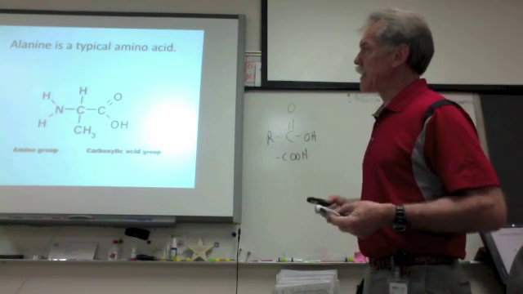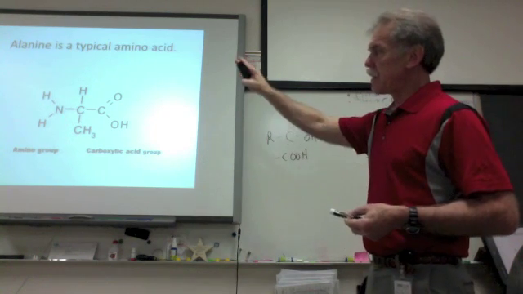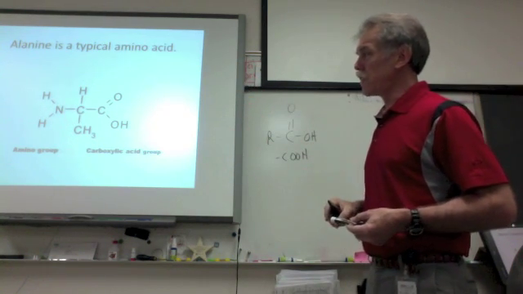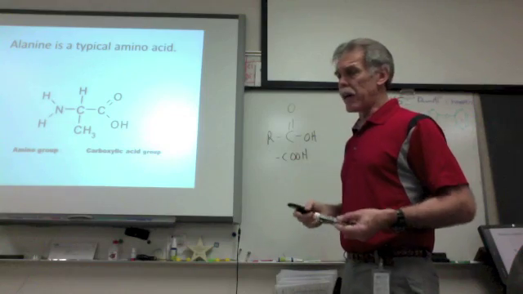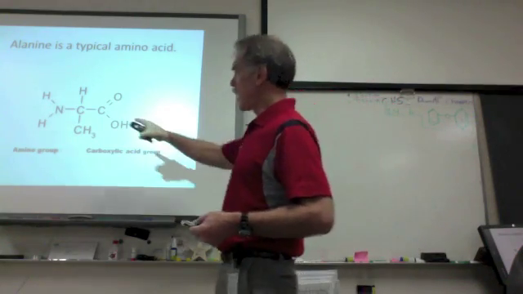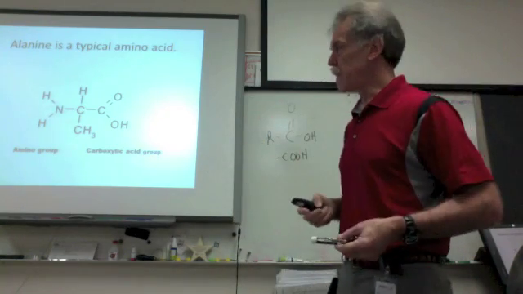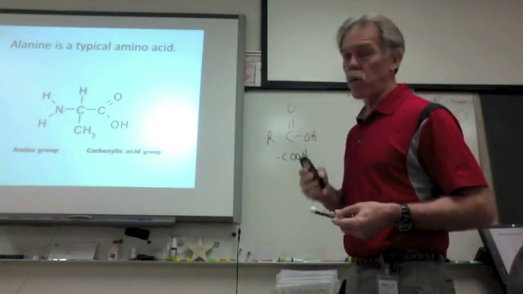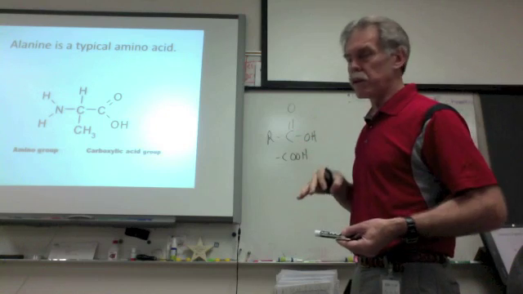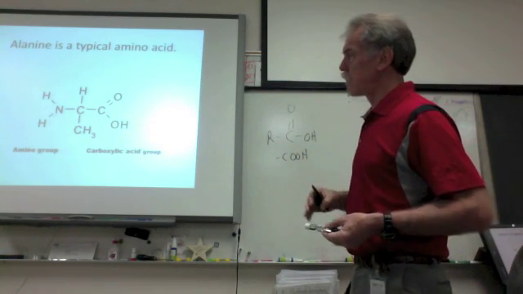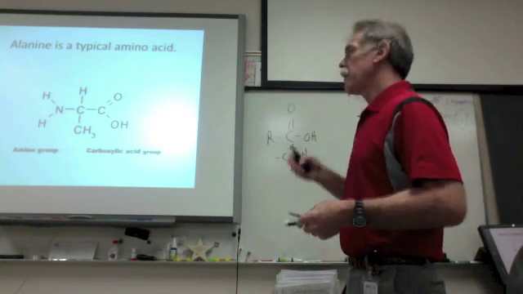So alanine's a typical amino acid. This shows you the structure of alanine. If instead of the CH3 you put an R, then you have the generic structure for all amino acids. It's kind of like the R is a wild card for what's different, everything else is pretty much the same. Amino group and an acid group.